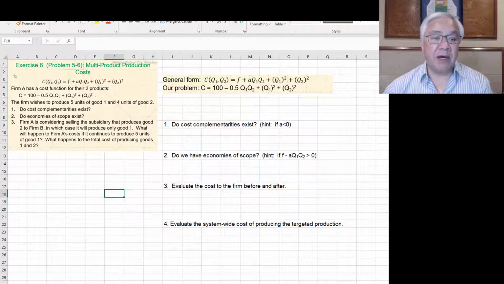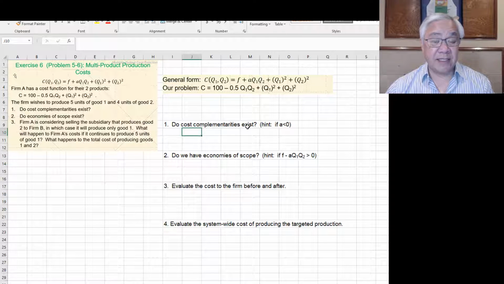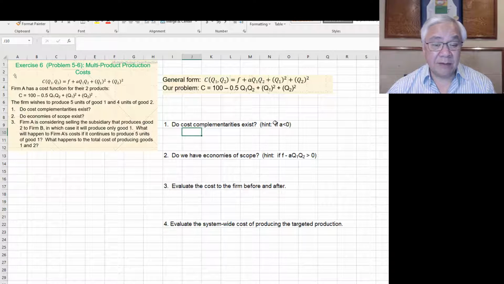Here we see the problem stated on the left, and I just copied here, again for easy reference, the general form and then our problem. So do cost complementarities exist? Remember, the way to determine this is to look at the term A. Term A is right here. It's the term that's sitting in front of Q1, Q2, and it's a negative 0.5.